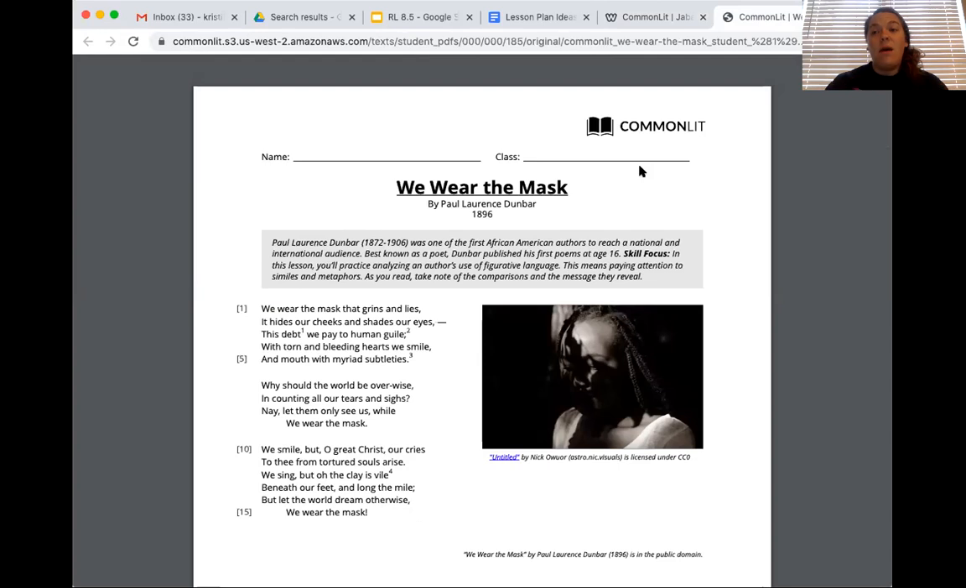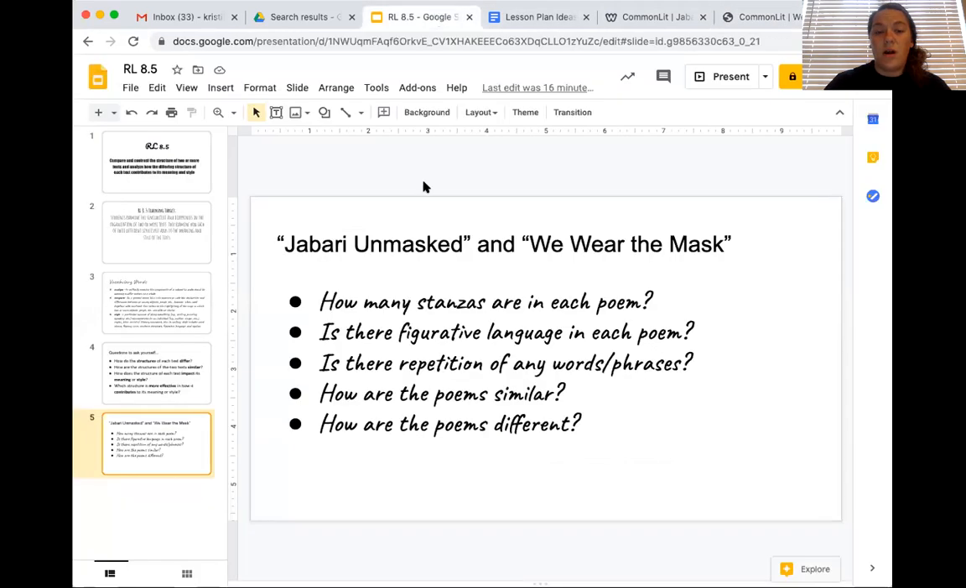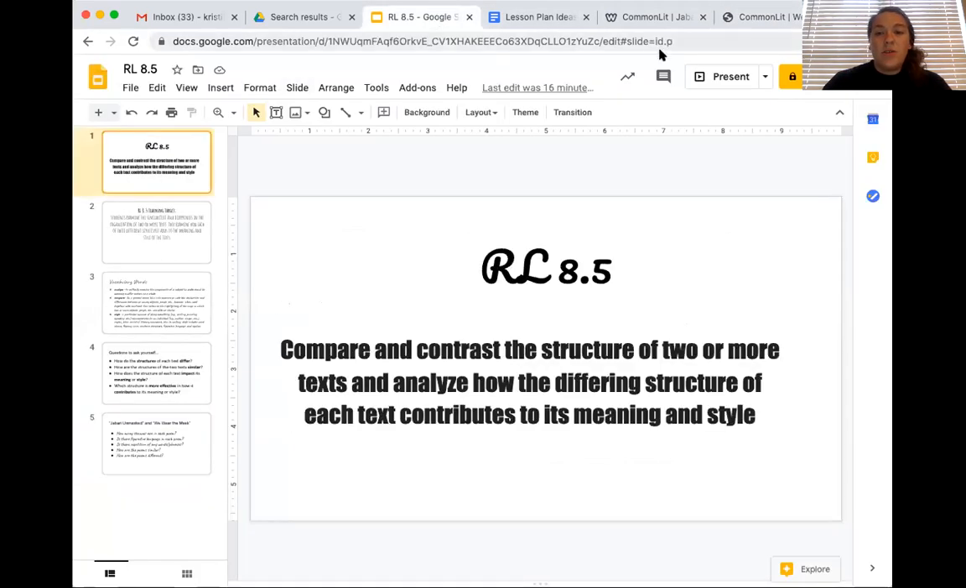Identity, that's the theme that we're talking about in our first unit. So how do we conceal our identity, or what ways can we conceal our identity, or why do we conceal who we really are? Okay, so again, this is standard RL 8.5, comparing and contrasting the structure of two or more texts and analyzing how the differing structure of each text contributes to its meaning and style.